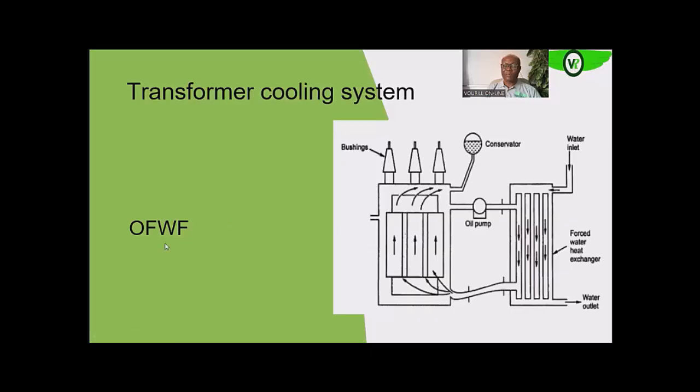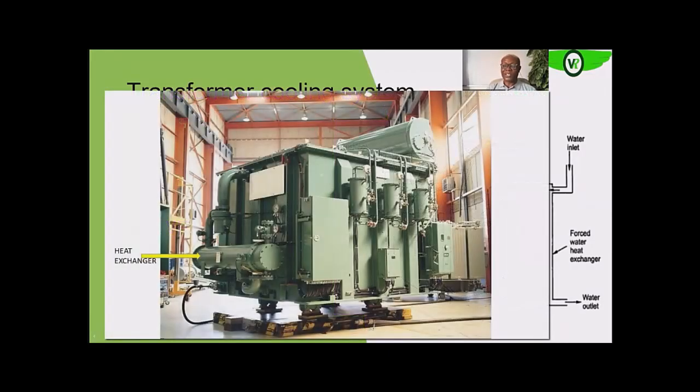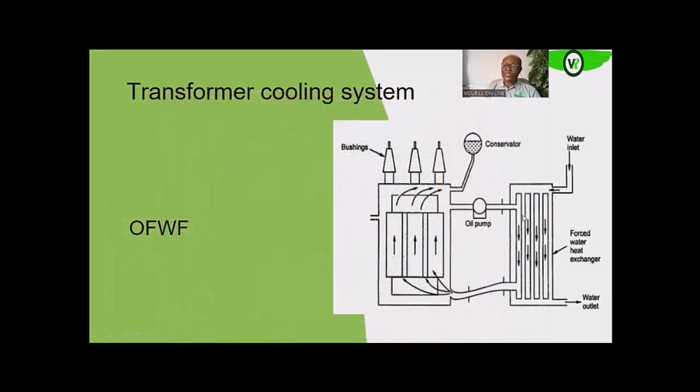So we also have the oil forced water forced, where the transformer oil is pumped into a heat exchanger instead of allowing the air, okay, to come naturally. We will now have, instead of air, the oil flowing through a heat exchanger that is cooled by water. So as it is flowing through the fins, the cooling water that is flowing through the heat exchanger, okay, removes the heat in the oil. It does not come in contact with the oil.